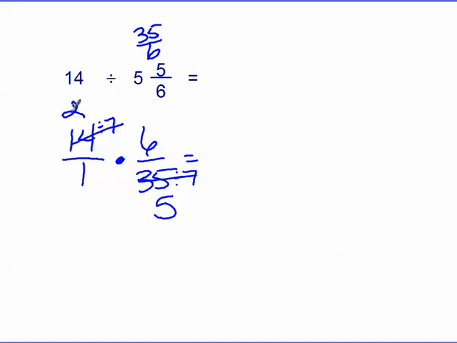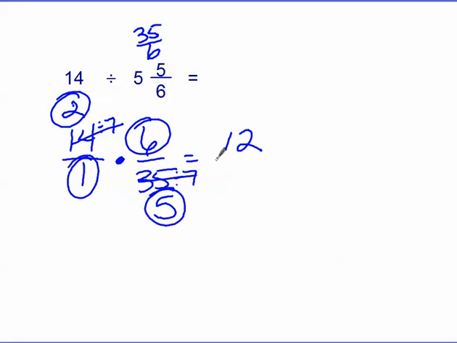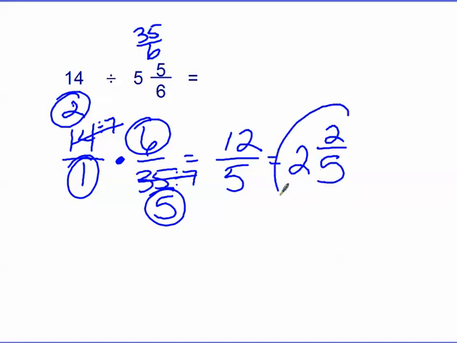Now you're going to try to simplify this 2 and this 6, but because they're both on the top, we can't do that. You can only simplify a top with a bottom. So now I take the 2 and the 6, I multiply those together to get 12. The 1 and the 5, because those are what are left on the bottom, to get 5. And now we simplify. How many 5s in 12? 2. 5 times 2 is 10, so I take 10 out of the 12. I'm left with 2/5 as my answer. So 2 and 2/5 is my final answer.